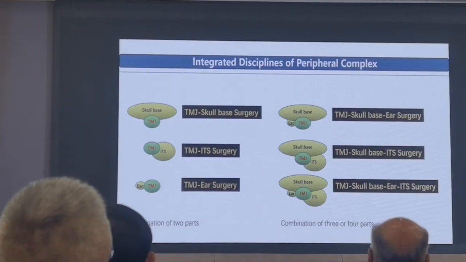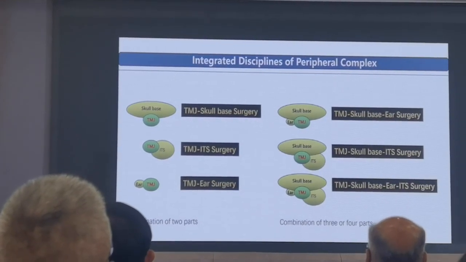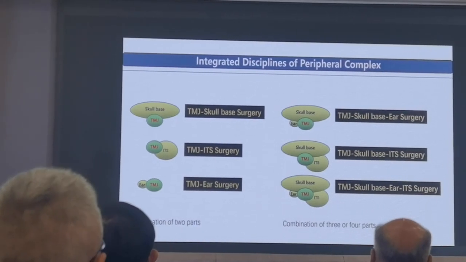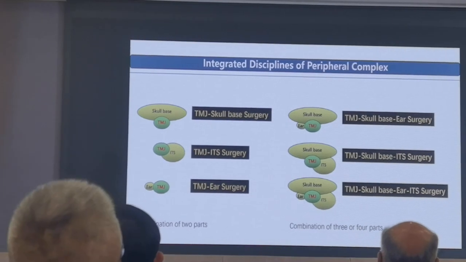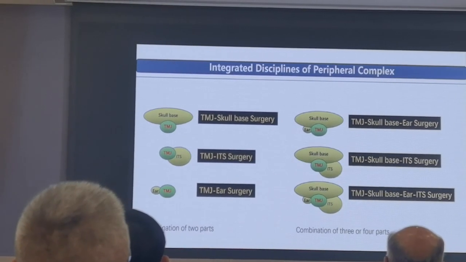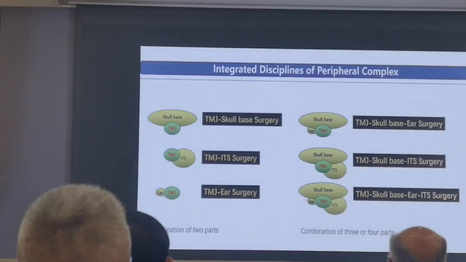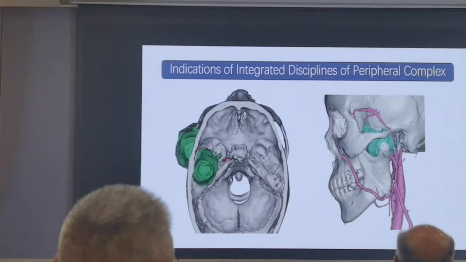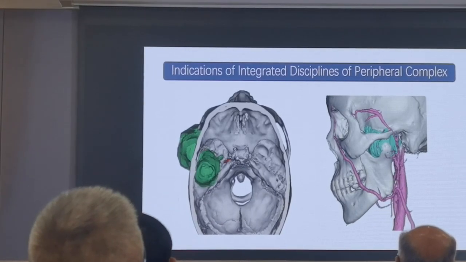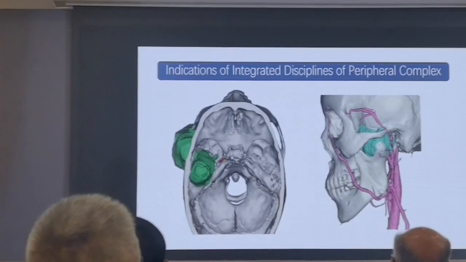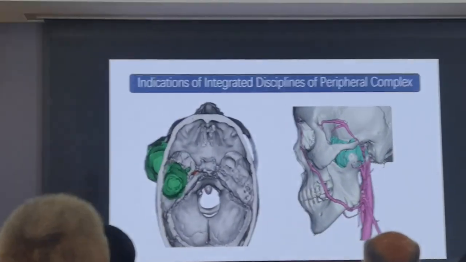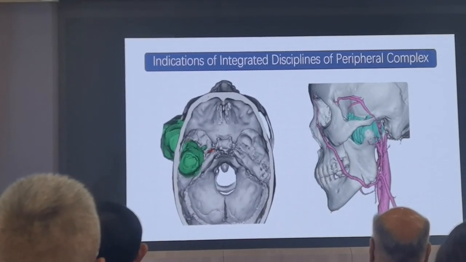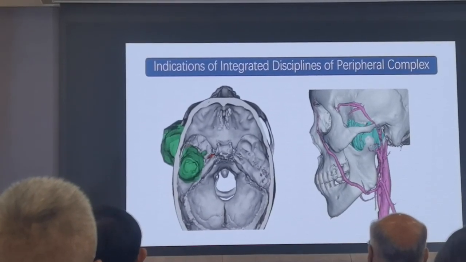So we also can have integrated disciplines: skull base, joint, skull base, infratemporal space, and finally joint, skull base, ear, infratemporal space, surgery. That is complicated cases, complicated surgery. And the implications for the tumor involving the ear canal and the skull base: very dangerous and very difficult. It's very easy to be recurrent.